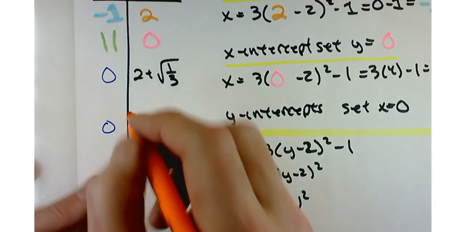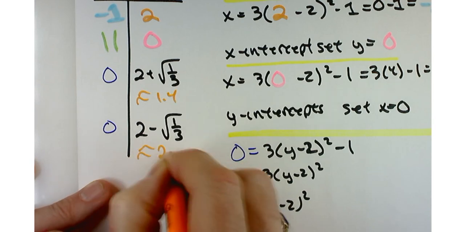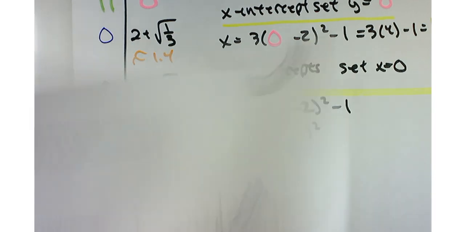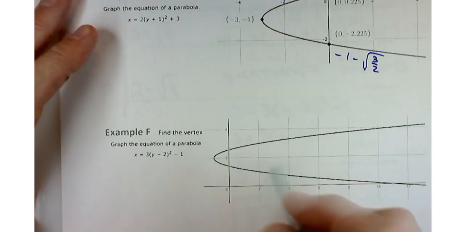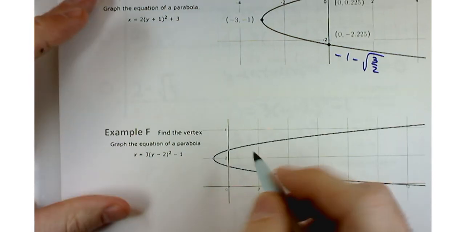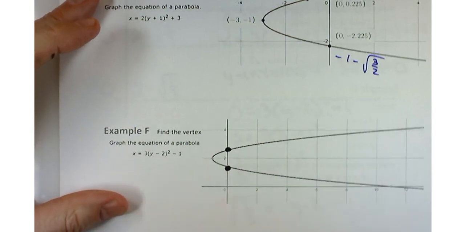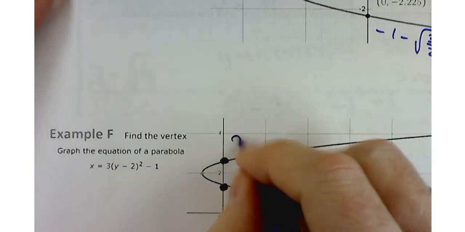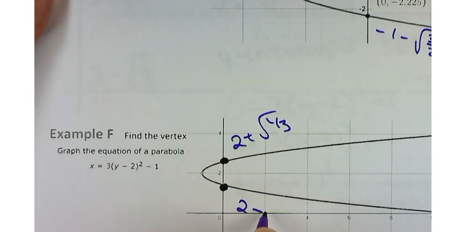So about 1.4 and 2.6. You can fill those in on your graph right here. Let's see. Those look pretty good. The exact values are what we asked for. 2 plus the square root of 1/3 and 2 minus the square root of 1/3.